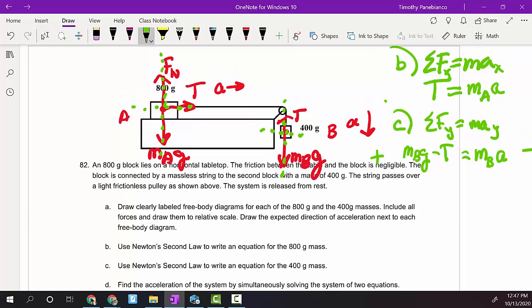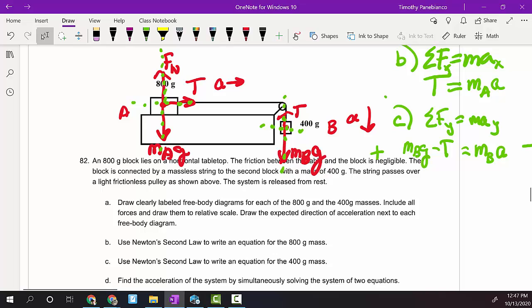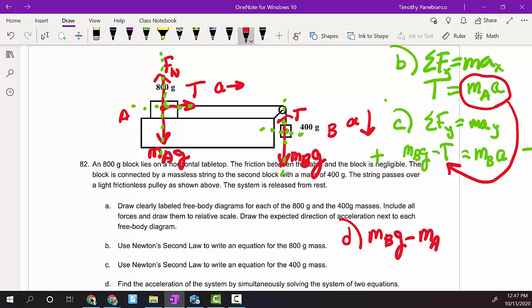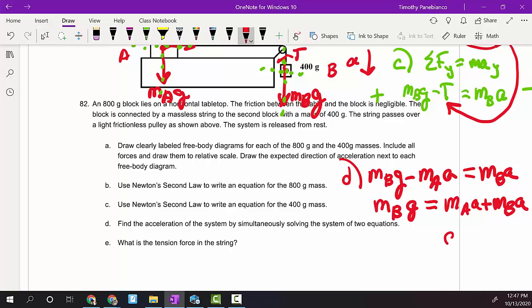Part D says, find the acceleration of the system by simultaneously solving the system of two equations. This is very specific that it wants to use a system of equations. So in this case, we can solve by substituting this into here. So let's do that down here. MBG minus MAA equals MBA. Get all the A's on one side by adding MA times the acceleration to each side. And now, if we factor out the acceleration on the right, we have this.